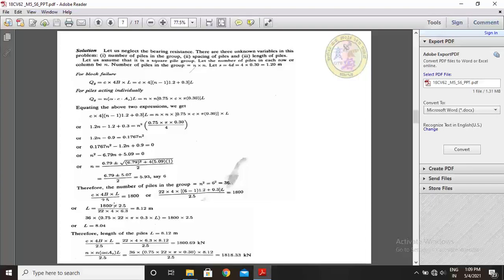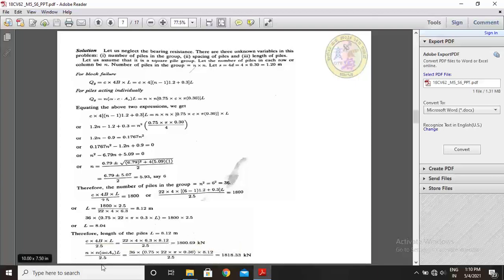So then C into 4B into L divided by 2.5 is equal to 1800. You calculate from this equation, L is 8.12 meters. Therefore the length of the piles L equal to 8.12 meters.